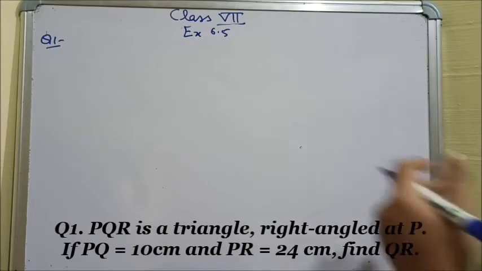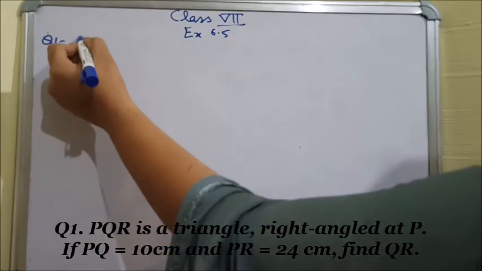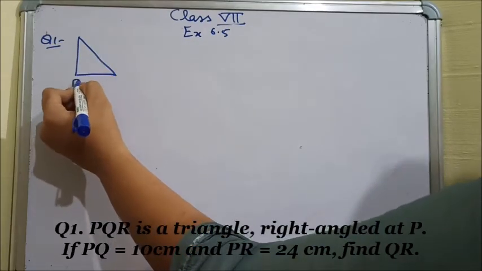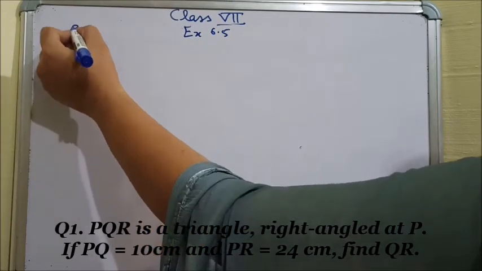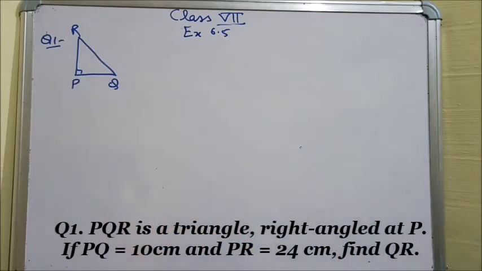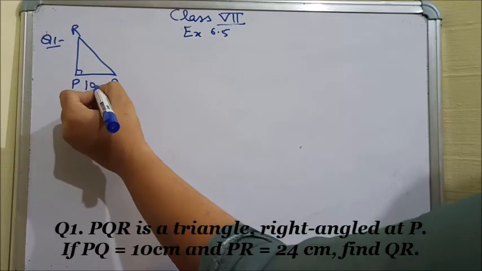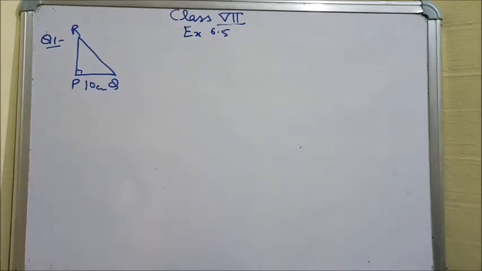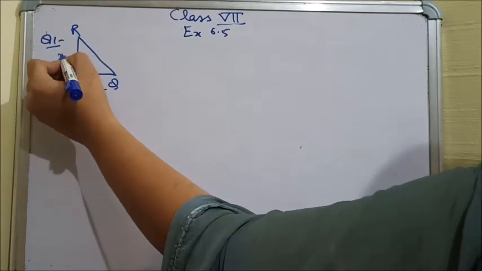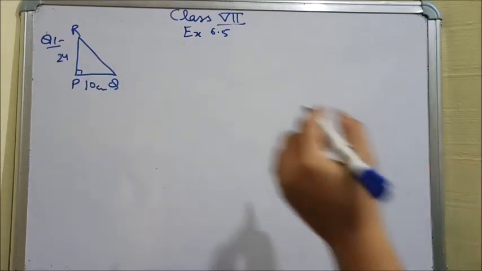PQR is a triangle right angled at P. If PQ is 10 centimeter, PR is 24, find QR.